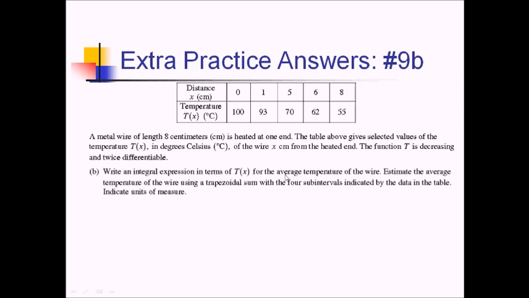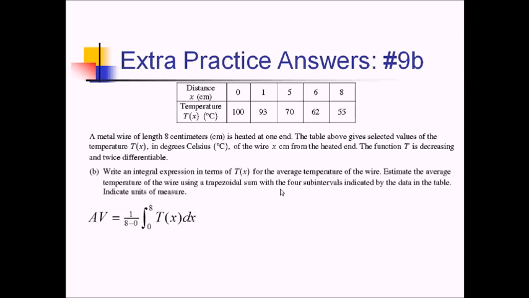So we want to find an integral expression now for the average temperature of the wire. For average temperature, we need to do 1 over b minus a. So that's going to be 1 over 8 minus 0 times the integral from 0 to 8 of, well, temperature is represented by T of x. So we're just going to write T of x dx here.